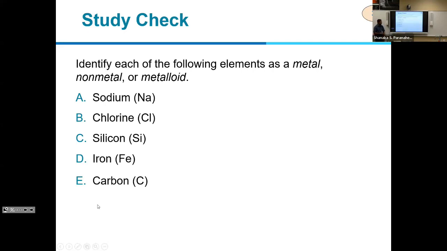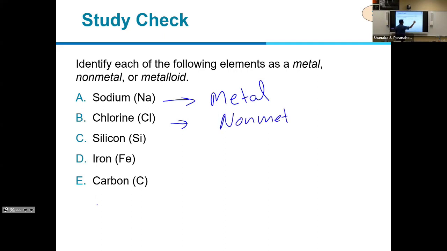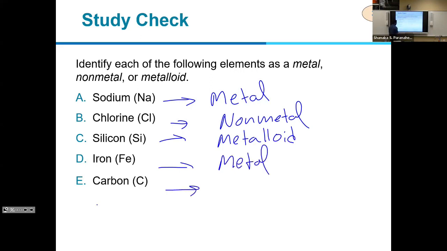Is it a metal, non-metal, or metalloid? Metal, because it's located to the left side of the zigzag line. Fluorine, non-metal, so it's on the right side. Okay, so silicon, metalloid. Iron, metal. And carbon, non-metal.